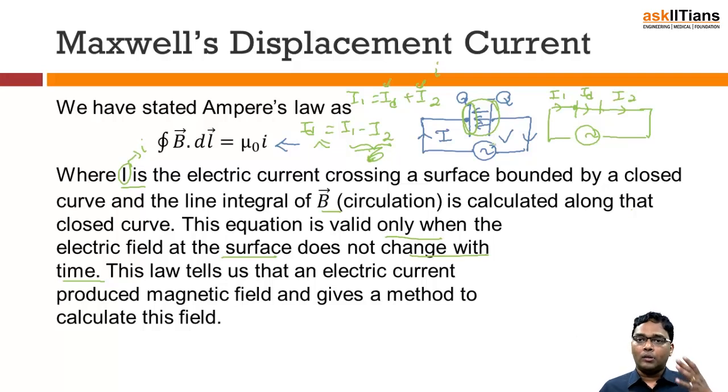Simply putting, because a capacitor is only going to work in an alternating current. A capacitor is not going to work in a direct current. So if you talk about the capacitor, there is a changing electric field. If there is a changing electric field, that is going to produce a changing magnetic field. And as a result, there should be some amount of current. So this law tells us that an electric current produces a magnetic field, and that gives a method to calculate the magnitude of this particular field.